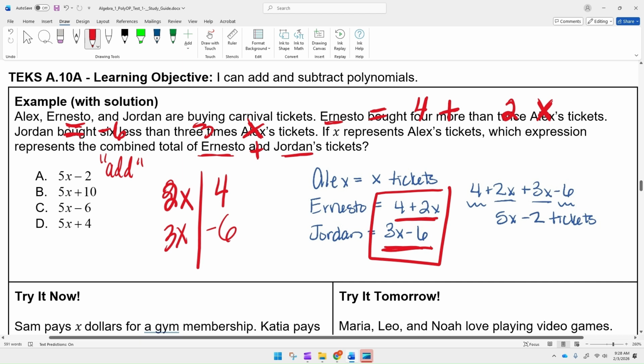All 4 of these have 5x for the first term. Remember, I have 4 minus 6. So 4 minus 6, I have more bad guys than I have good guys. So that means I'm going to be negative. So 6 bad guys, take away 4 of them from being good guys. That leaves me with -2. So my answer choice is A, which is what we have over here.